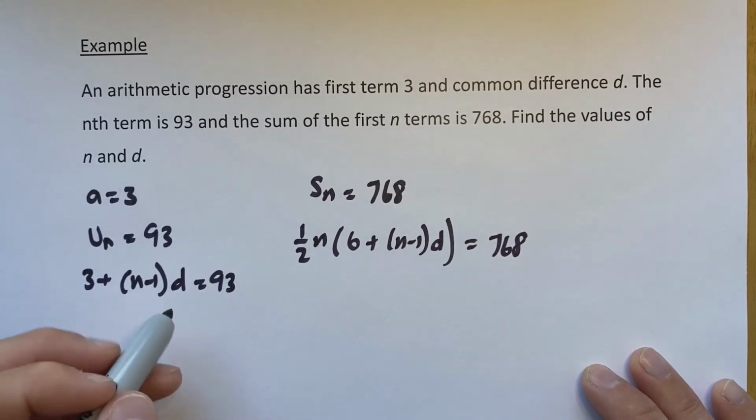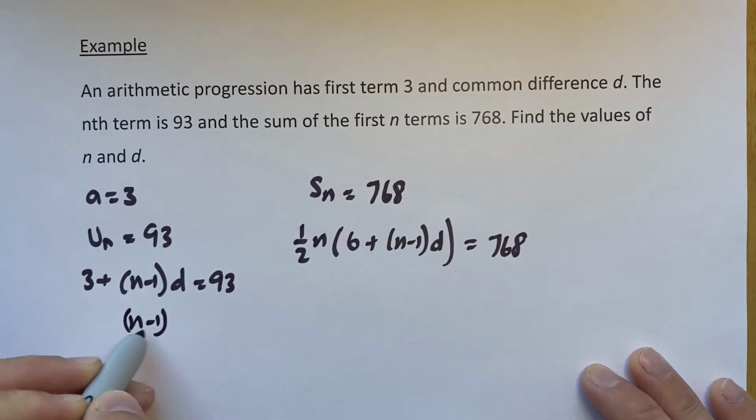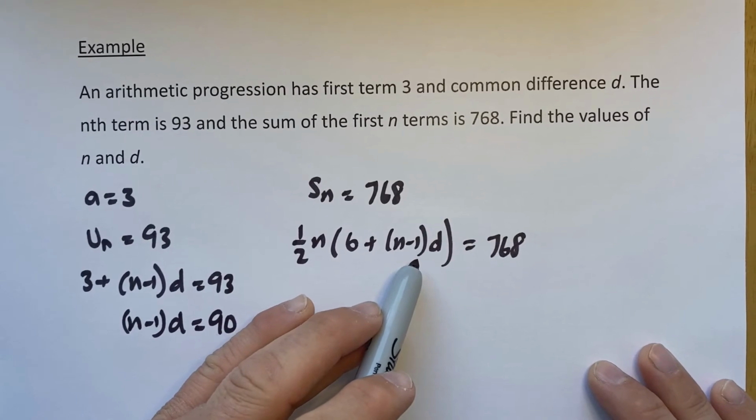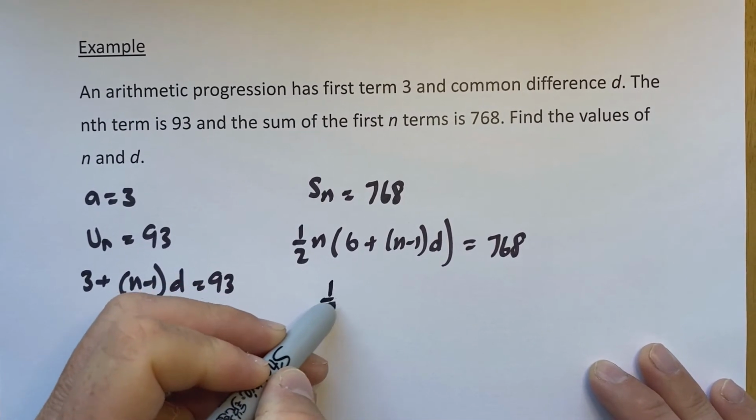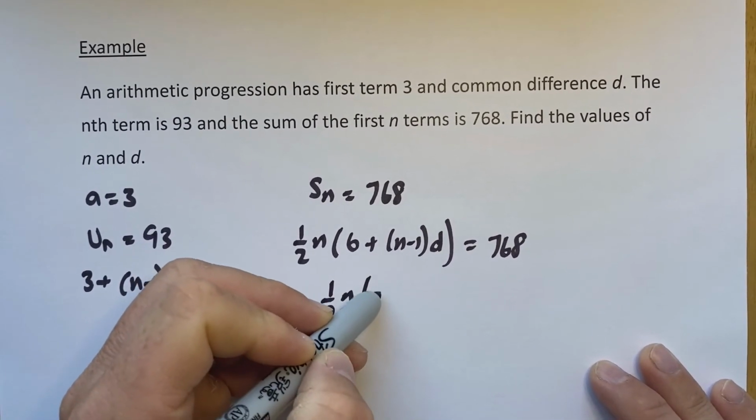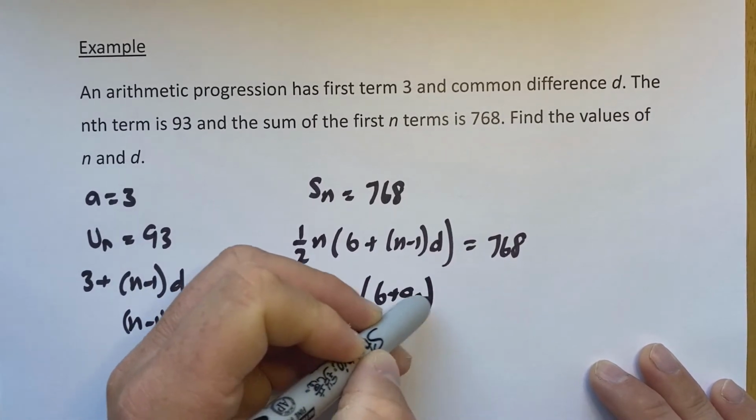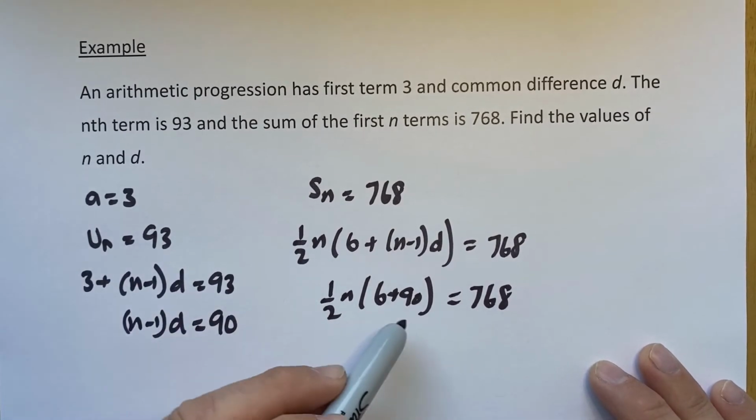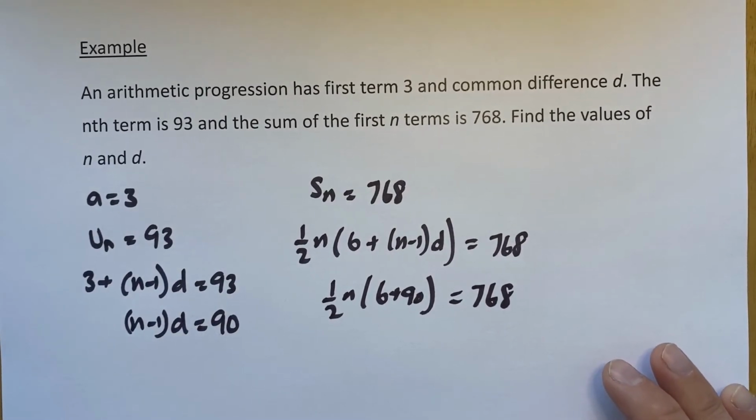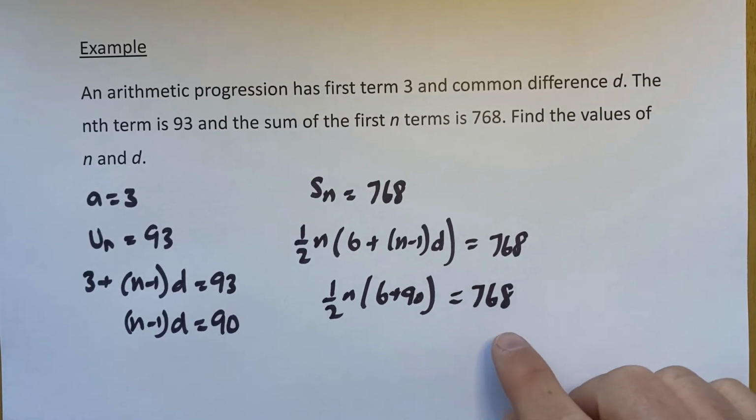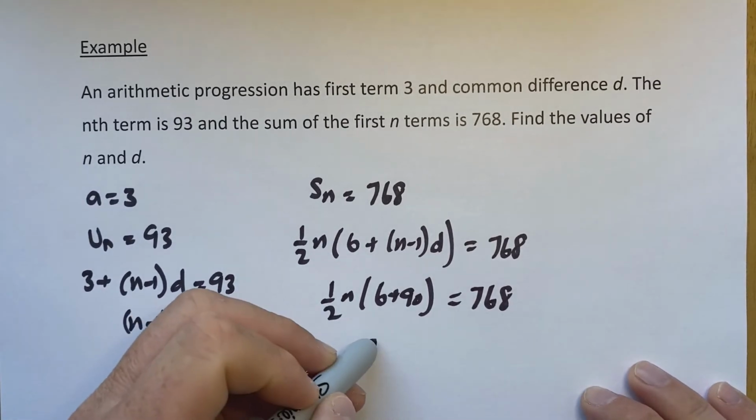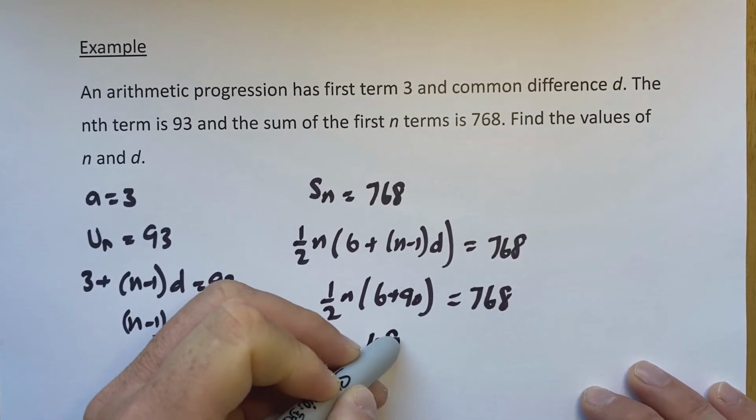If I take the 3 across the other side, I can see that that quantity is equal to 90. So I can replace that with a 90. So I get half n, 6 plus 90 is equal to 768. So there I've got 96. So I half the 96 and I divide the 768 by that quantity, because basically here I've got 48n.